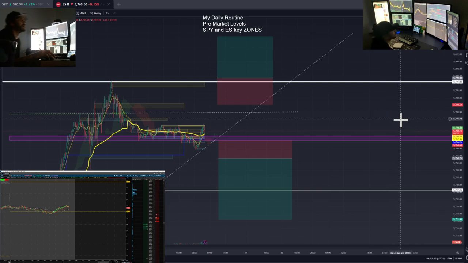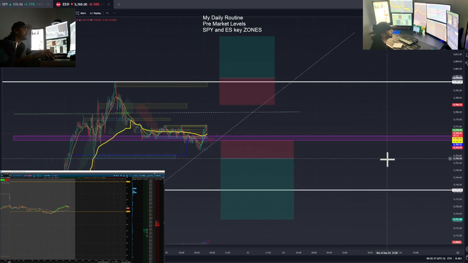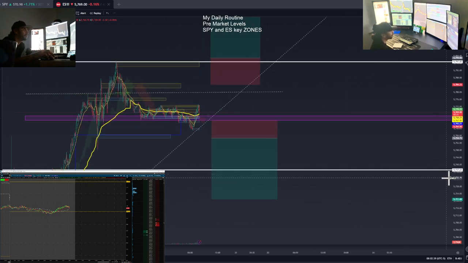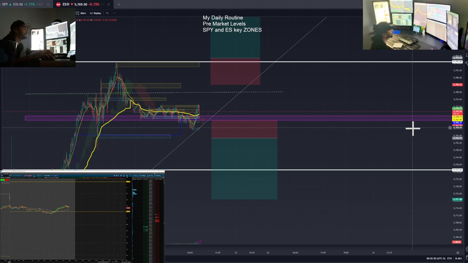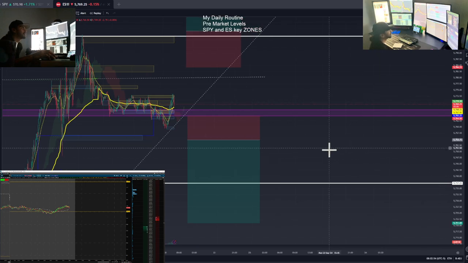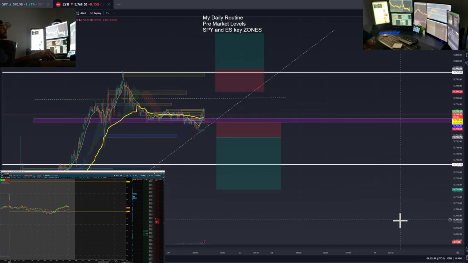Let's wait for the break of 5790 for the long, a clean break above that with the EMAs pointing in that direction. And then for the short side, let's watch for the clean break of the previous day's close, which is 5757.50, using the VWAP and pre-market as a stop loss. That's what the ES is looking like. Let's go ahead and take a look at SPY.